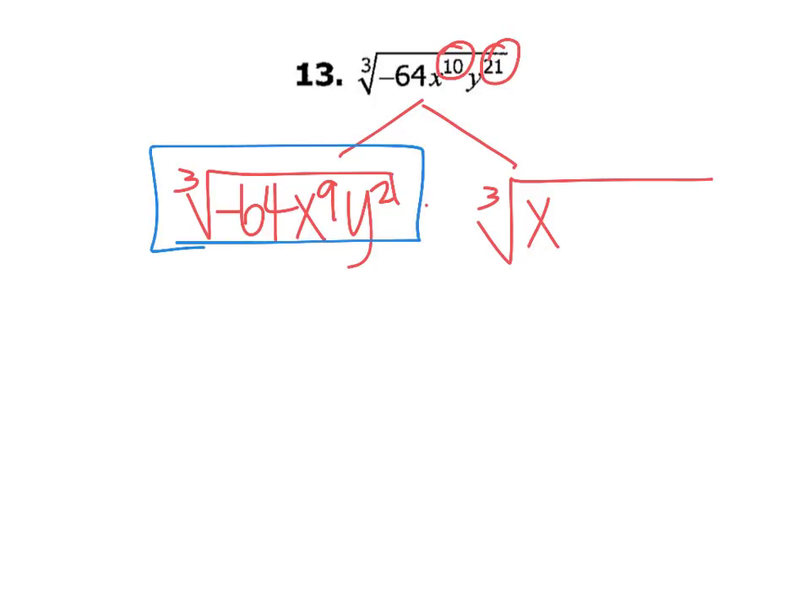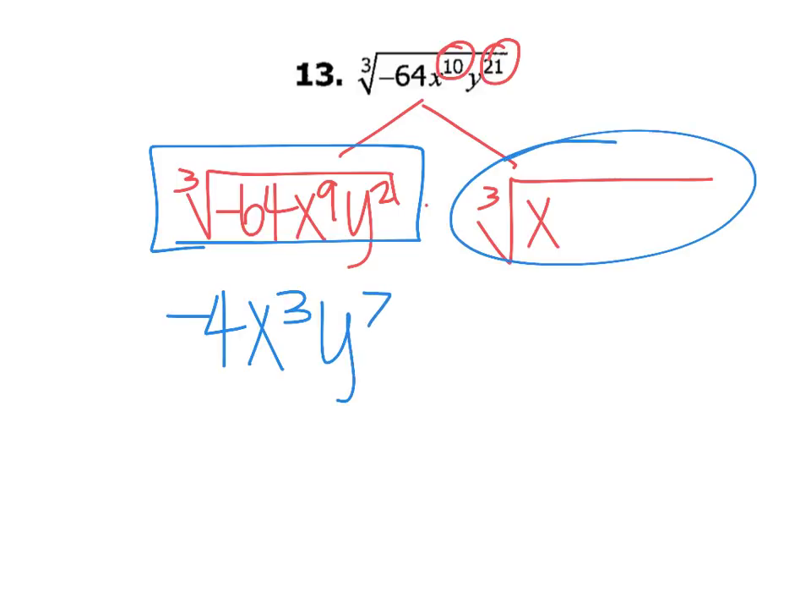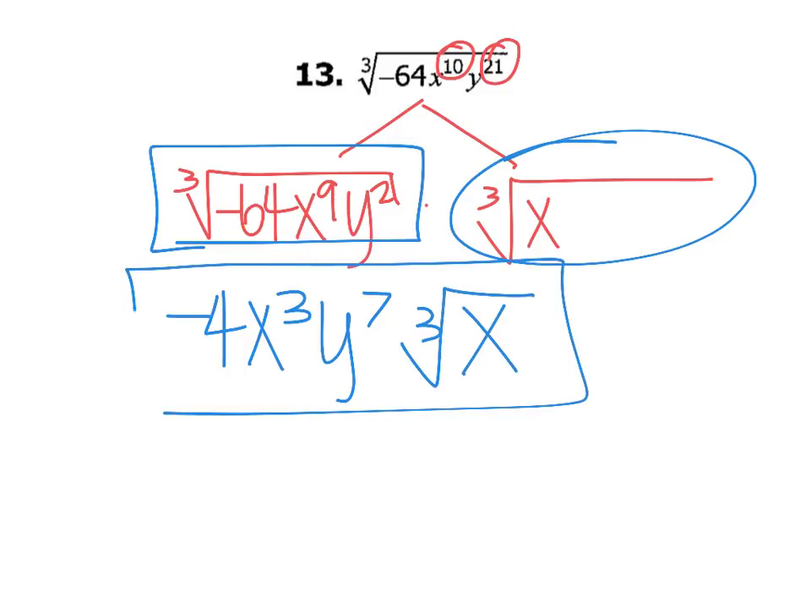Cube root of negative 64 gives us negative 4. X to the 9th, if we do 9 divided by 3, we get x to the 3rd. Y to the 21st power, 21 divided by 3 gives us 7, y to the 7th. And then this is what we can't take the cube root of, so we just rewrite it below, and it's as simple as it gets. This is our simplified radical, and we're done.